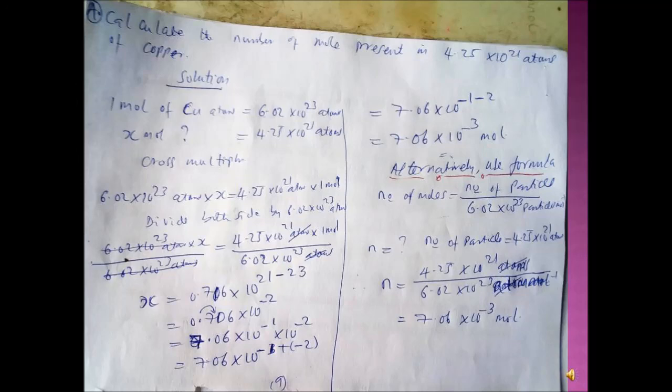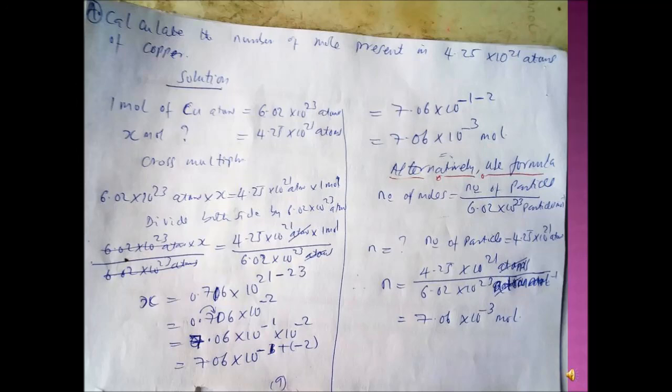So we have minus 1 here. And then these times we have plus according to the law of indices. Then we have minus 2. So we now have 7.06 times 10 to the minus 1 minus 2. So the answer is what? 7.06 times 10 to the minus 3 mole.